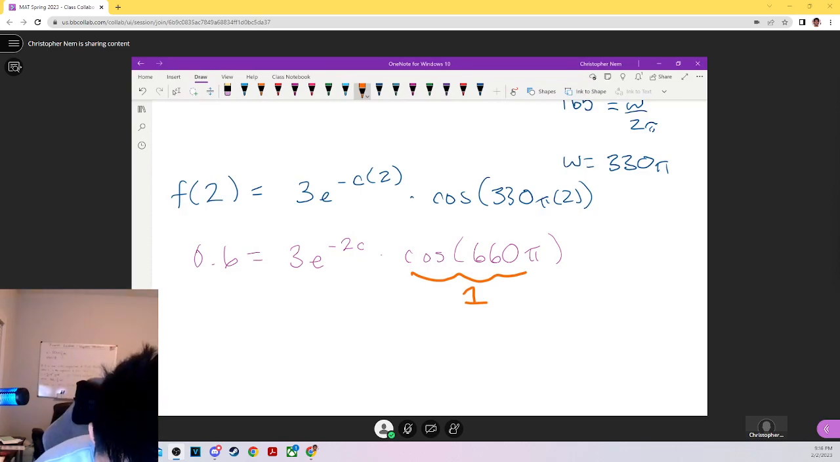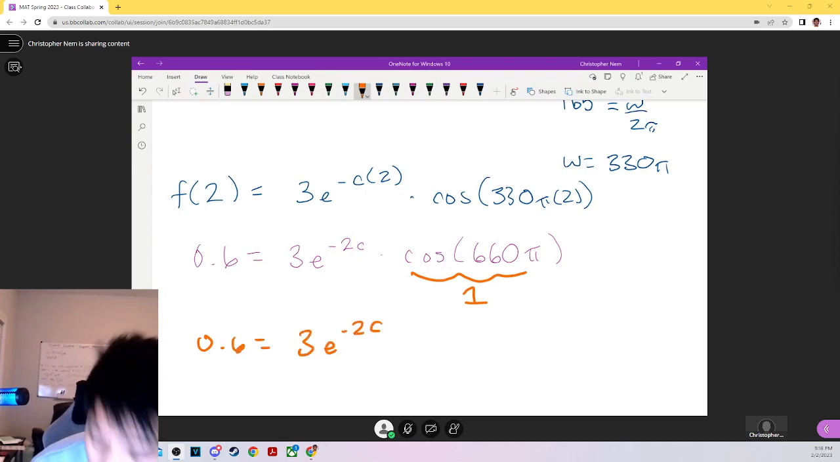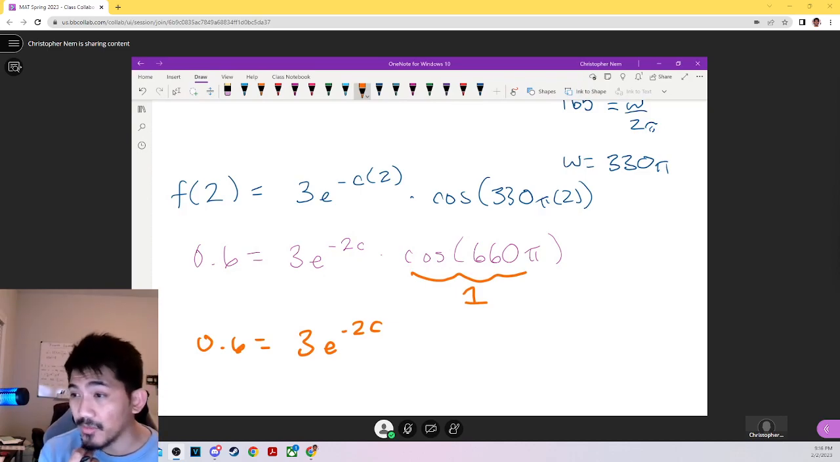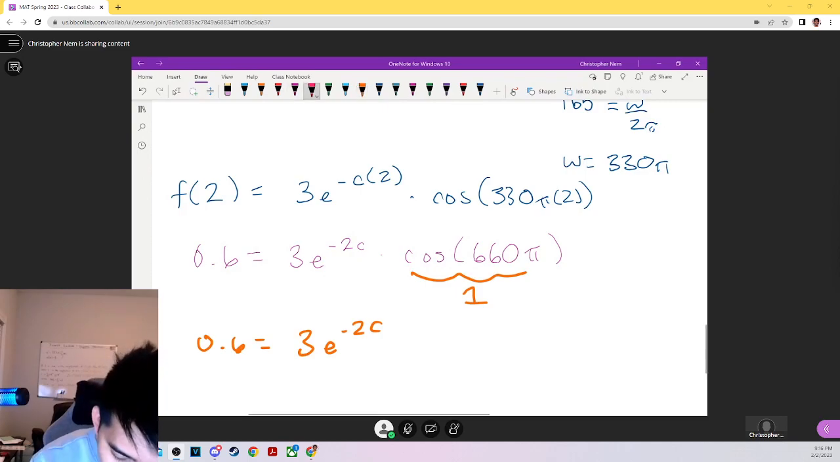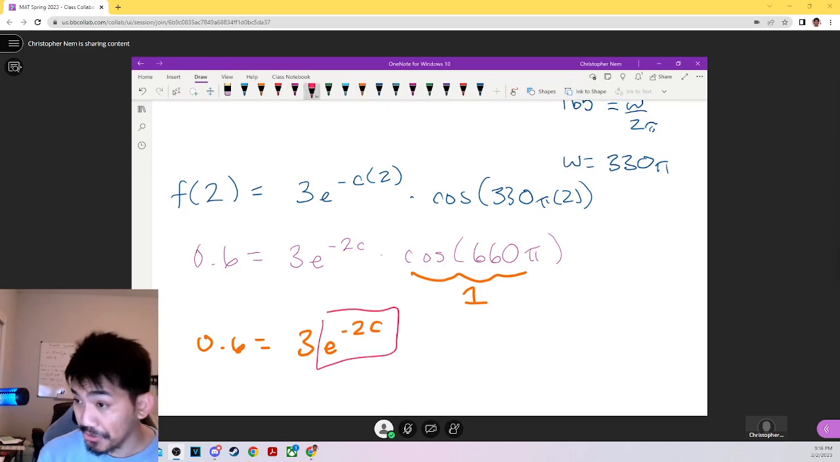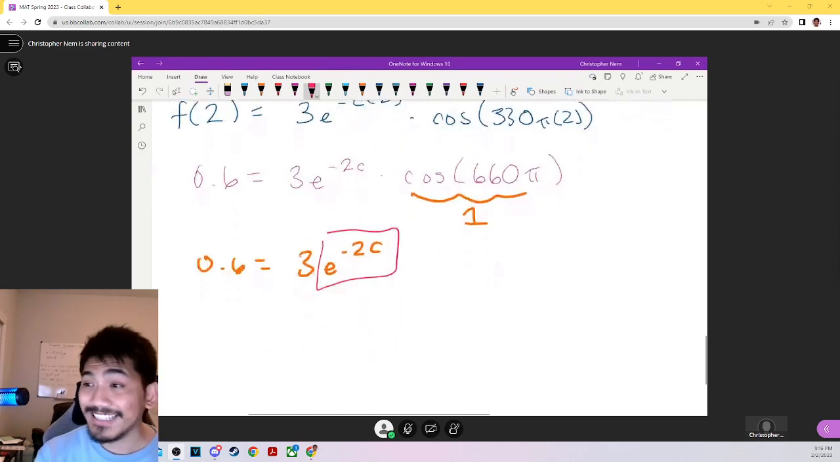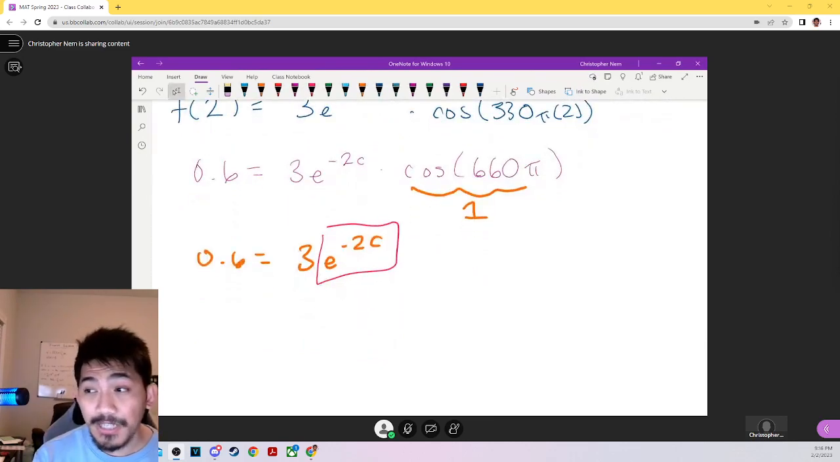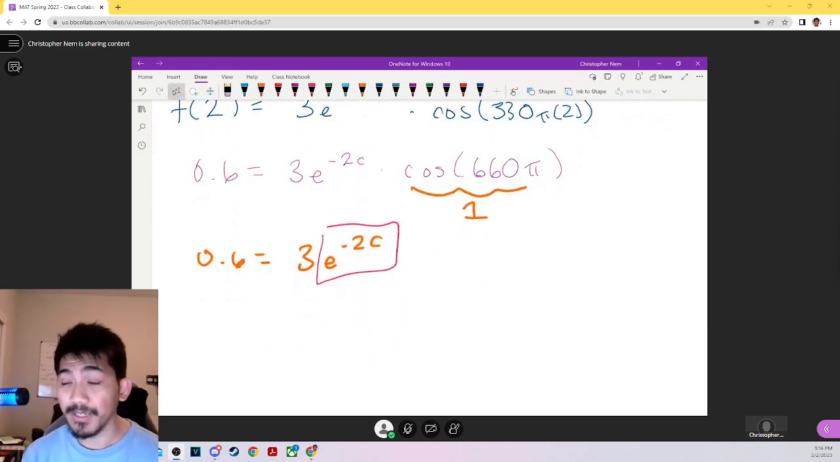But I have 0.6 is equal to 3e to the negative 2c. Now, this is an exponential equation. Go back to pre-cal algebra, recall how to solve an exponential equation. You need to isolate the exponential function. So let's isolate that guy. I've got to get rid of that 3. To get rid of that 3, what operation is the 3 doing to that function?